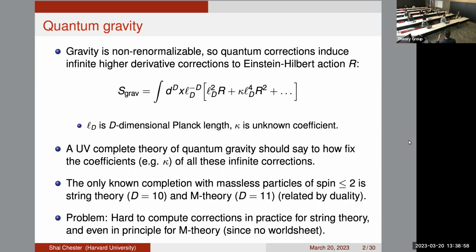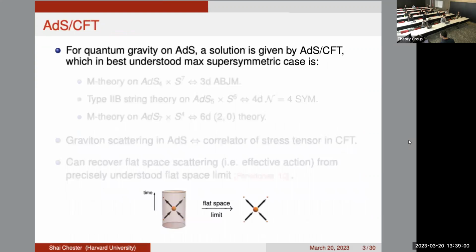So there's a unique low energy expansion. For M theory, all you have is this low energy expansion. For string theory, you could in principle also expand in the string coupling if you want. Okay, so in the case of ADS, ADS-CFT helps us. Just to review, the most well understood examples of ADS-CFT are when you have maximal supersymmetry.